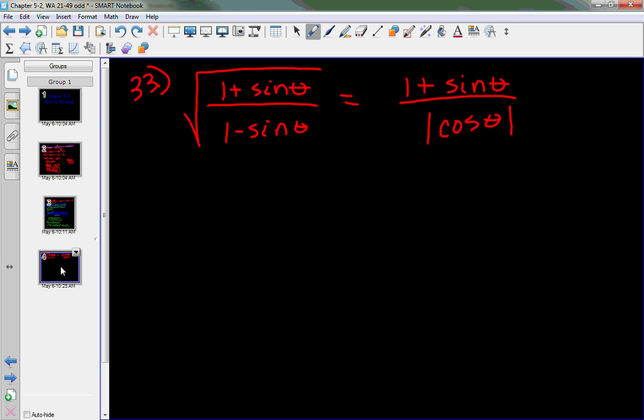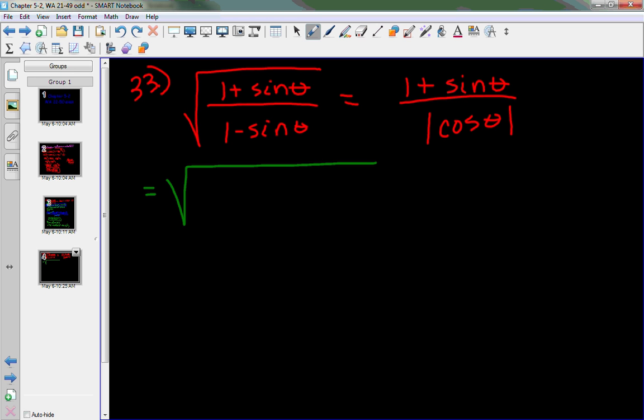This is absolute value of cosine of theta. Okay, we need the left-hand side to look like the right-hand side. We are going to tag this lovely little square root symbol right along with the line. Okay, we're not going to leave it there. We're just going to let it chill for a little while, okay?